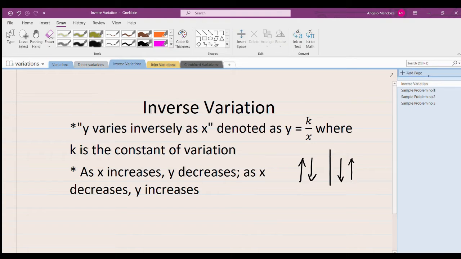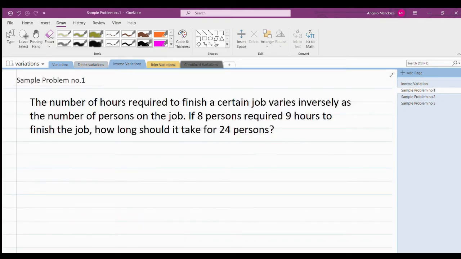Let us have our sample problem number 1. The number of hours required to finish a certain job varies inversely as the number of persons on the job. If 8 persons required 9 hours to finish the job, how long should it take for 24 persons? This is a good example of inverse variation that has something to do with job or work problems.